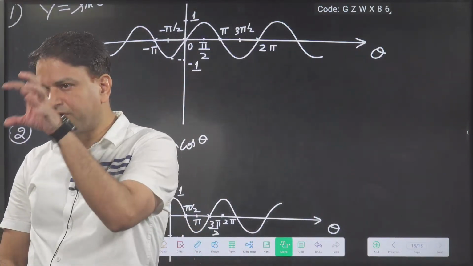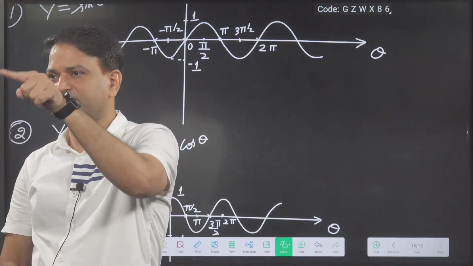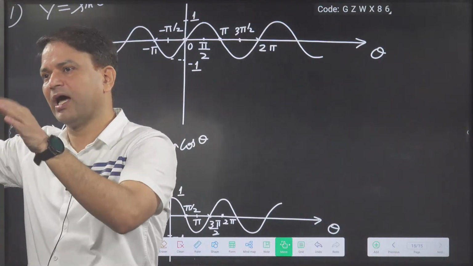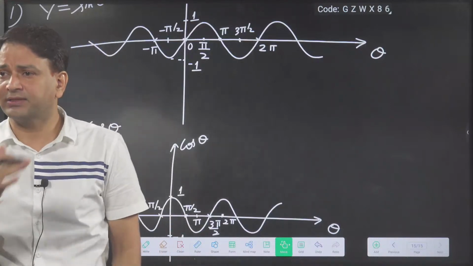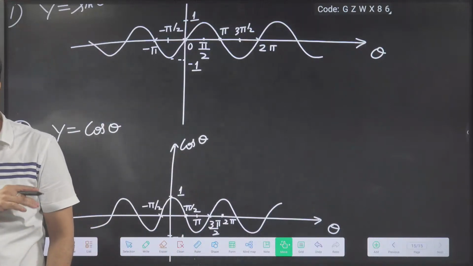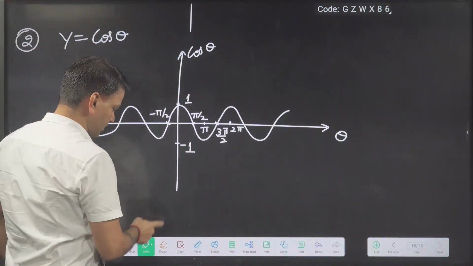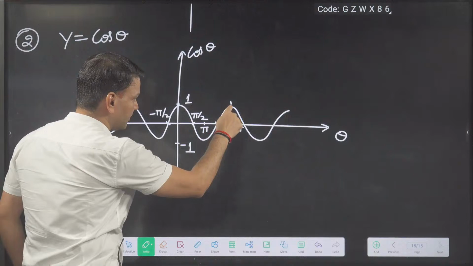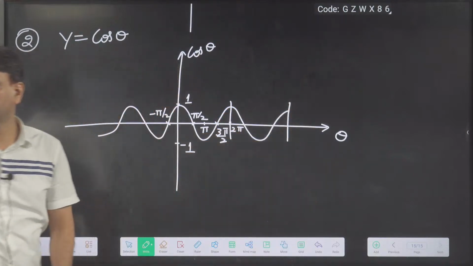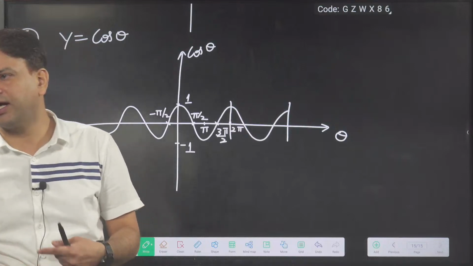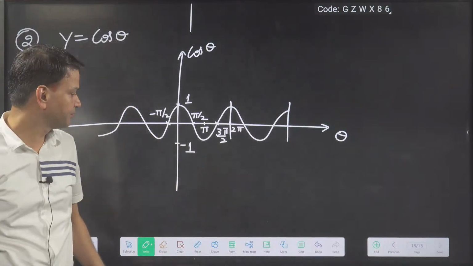So after every 2 pi, sin theta repeats its graph. You can see after 2 pi you get the same graph again, and again after 2 pi. The same happens with cos theta also. Everybody getting it or not? You can check cos theta, from here to here, and again after that it repeats the value. So cos theta also repeats its value after 2 pi. Half a cycle is positive, half a cycle is negative.